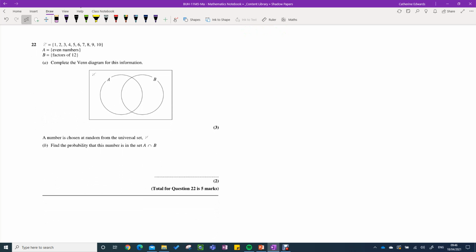Venn diagram. So we've got our set of numbers, our universal set, 1 to 10. A is even numbers, B is factors of 12. So the first thing I would do is I'd say, okay, I know A is going to have 2, 4, 6, 8 and 10 in it. And B, factors of 12, is 1 times 12. Obviously we're not going to use 12 because we're going up to 10. 2 times 6 and 3 times 4.